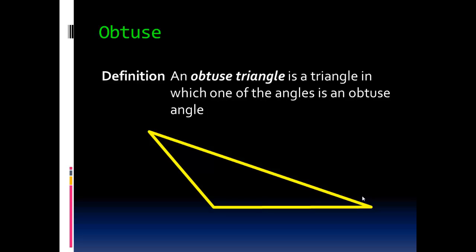Obtuse. An obtuse triangle is a triangle in which one of the angles is an obtuse angle. Obviously, this one's larger than 90 degrees. Probably say it's 110 degrees. You could probably say that each of these are about 35 degrees. That's just a guess. Doesn't matter. But if one of the angles is greater than 90 degrees, it is an obtuse triangle.